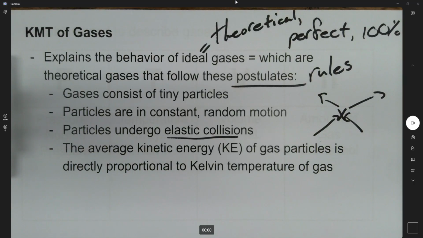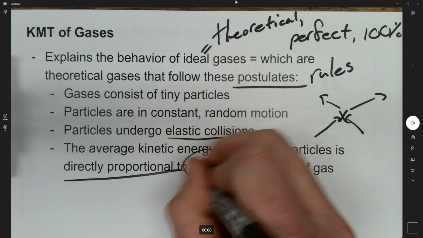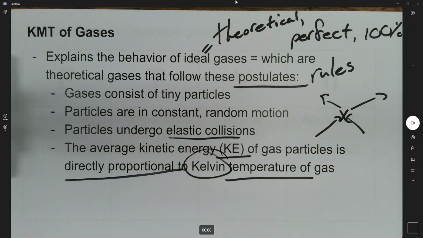And a big thing is that the average kinetic energy, that KE that we talked about last week, of the particles is directly proportional to the temperature of the gas in Kelvin. Now, we are not very familiar with Kelvin. Don't worry, we're going to get there today. I'm going to show you the easy way to get Kelvin temperature.